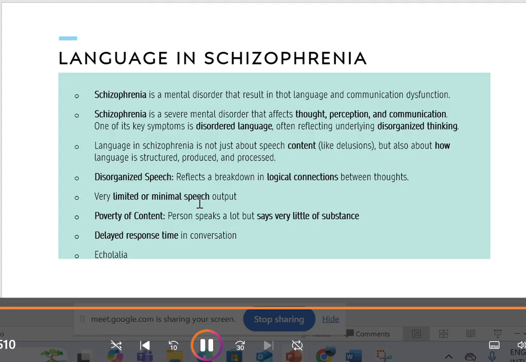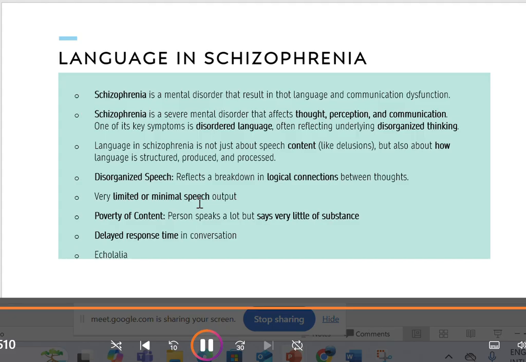Language in schizophrenia. Schizophrenia is a mental disorder that results in language and communication dysfunction. It is a severe mental disorder that affects thought, perception, and communication. One of its key symptoms is disordered language, often reflecting the underlying disorganized thinking. The person cannot properly comprehend or arrange his thinking. That happens in schizophrenia. That is why his language is disoriented. Disorganized thinking results in disorganized language in schizophrenia.